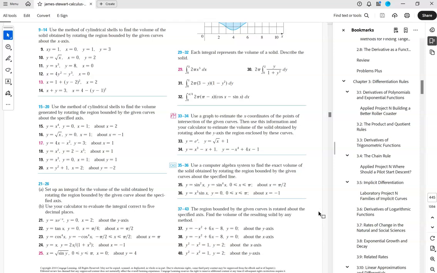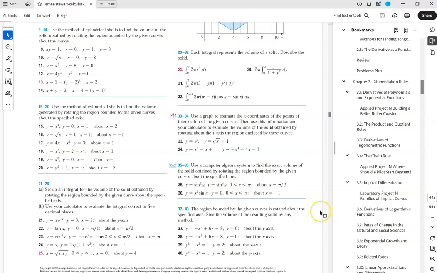So it says the region bounded by the curves is rotated about the specified axis. Find the volume of the resulting solid by any method. So that means that all mixed in here are going to be discs and washers and shells. So the first thing you should be doing, after you sketch a little picture of what's going on, is figuring out which of the three methods is going to be the best one to use for this situation.